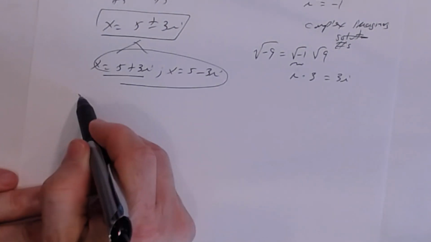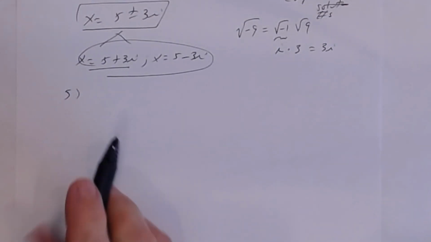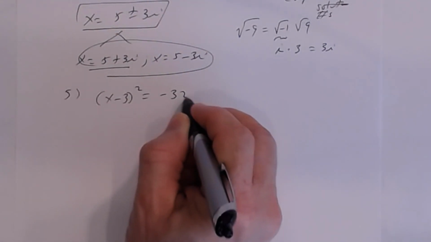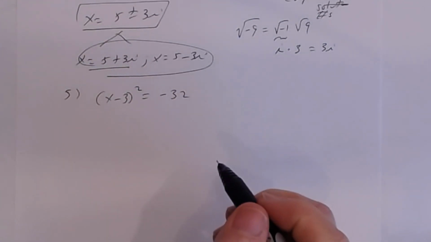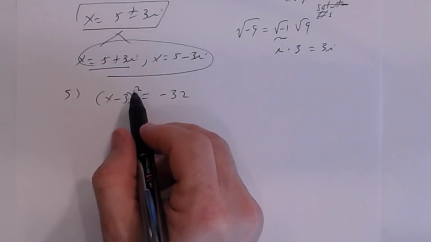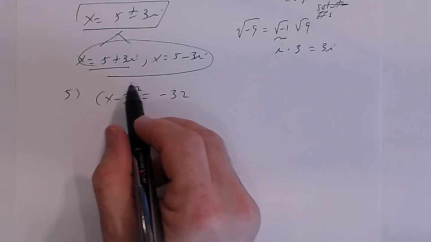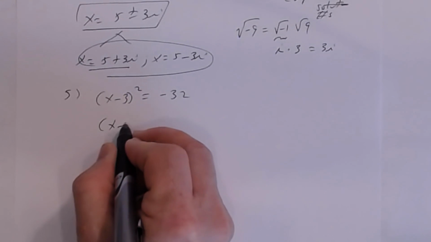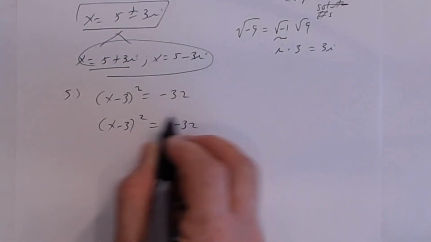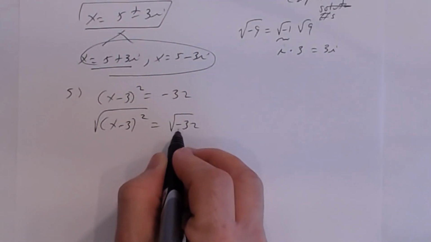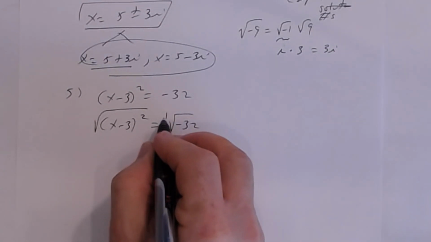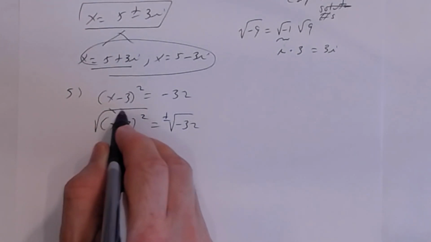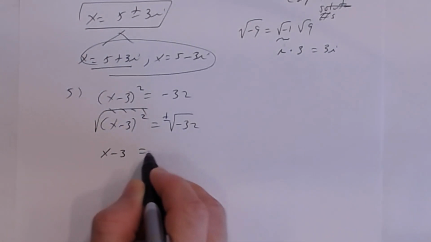Let's get number 5. We have (x − 3)² equals a negative 32. Notice that negative number on that side. What's being squared is already by itself, so the next step to get rid of that squaring is to take the square root of both sides. Let's go ahead and do that. Notice negative 32 is under the square root symbol. Don't forget your plus or minus. The square and the square root undo each other, so you get x − 3 equals plus or minus.